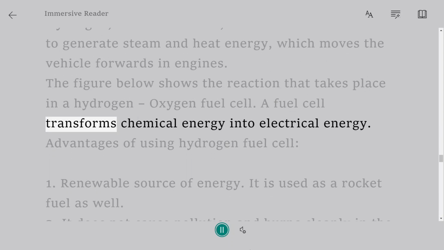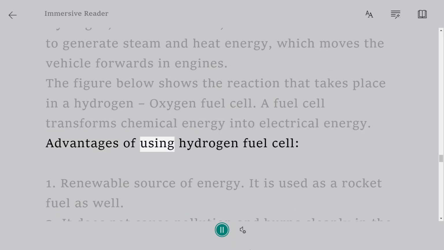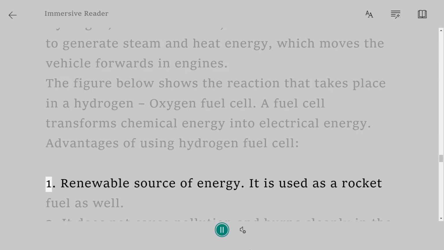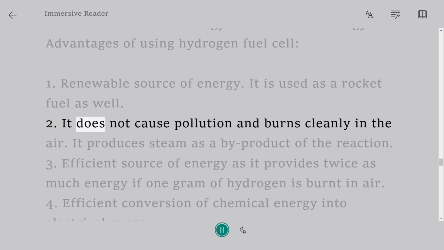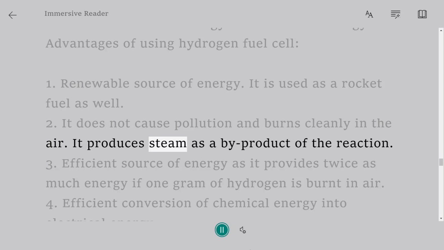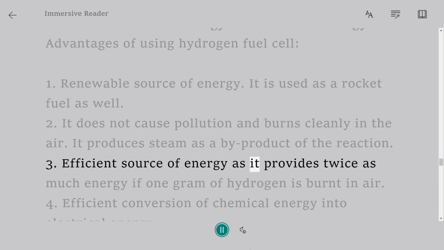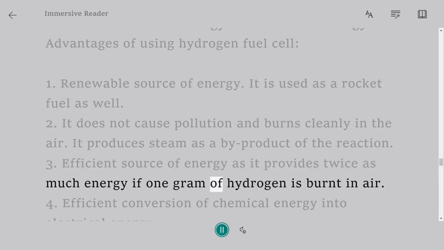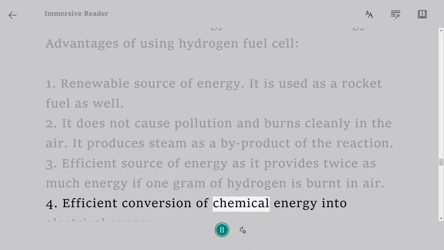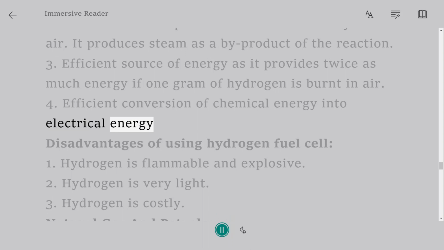A fuel cell transforms chemical energy into electrical energy. Advantages of using hydrogen fuel cell. 1. Renewable source of energy. It is used as a rocket fuel as well. 2. It does not cause pollution and burns cleanly in the air. It produces steam as a byproduct of the reaction. 3. Efficient source of energy, as it provides twice as much energy if 1 gram of hydrogen is burnt in air. 4. Efficient conversion of chemical energy into electrical energy.